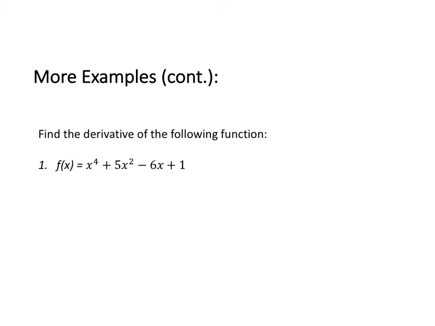All right, here's another example. Find the derivative of the following. F of x equals x to the fourth plus 5x squared minus 6x plus 1. So how are we going to handle this?